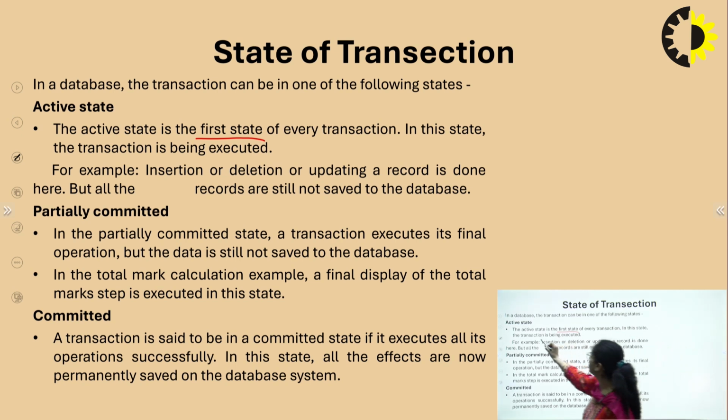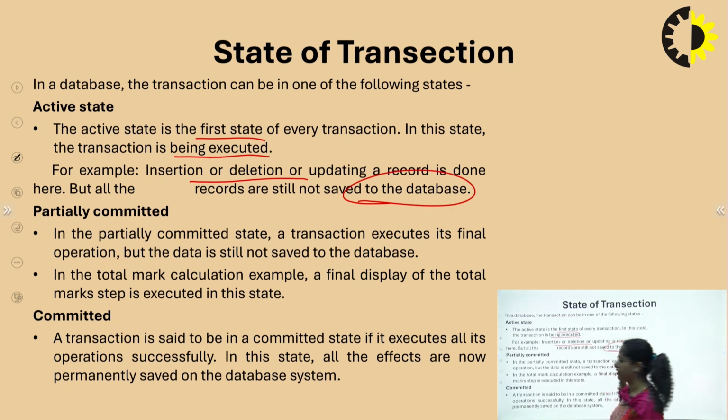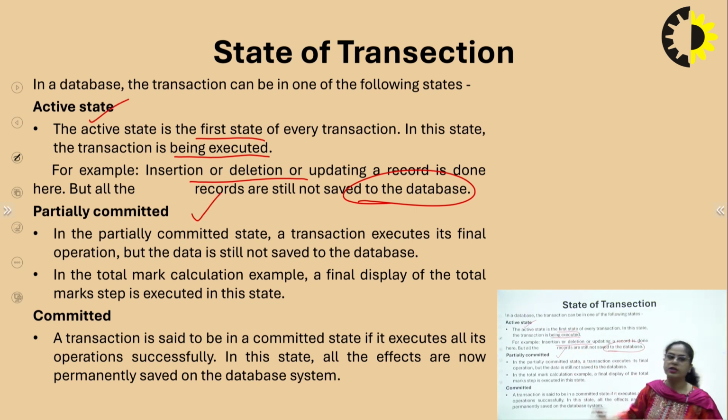In this state, the transaction is being executed. For example, insertion or deletion or updating of a record is done here, but all the records are still not saved in the database. Insertion and deletion operations are to be executed, but those operations will not be saved in the database. That means our first state, our transaction is in the active state.